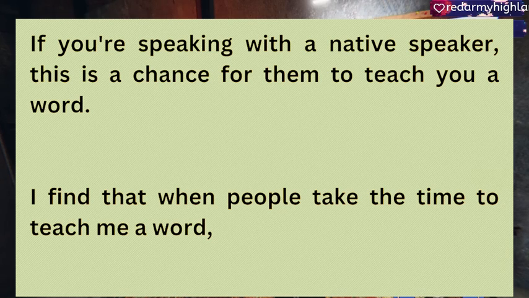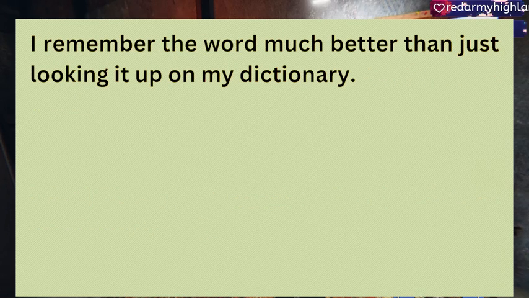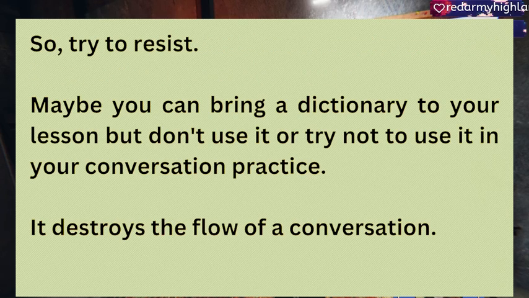I find that when people take the time to teach me a word, I remember the word much better than just looking it up in my dictionary. So, try to resist. Maybe you can bring a dictionary to your lesson, but don't use it, or try not to use it in your conversation practice. It destroys the flow of a conversation.